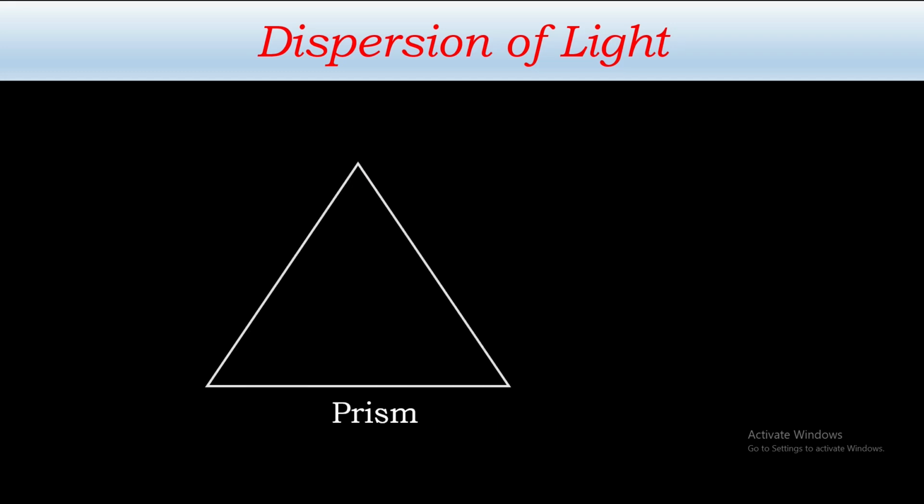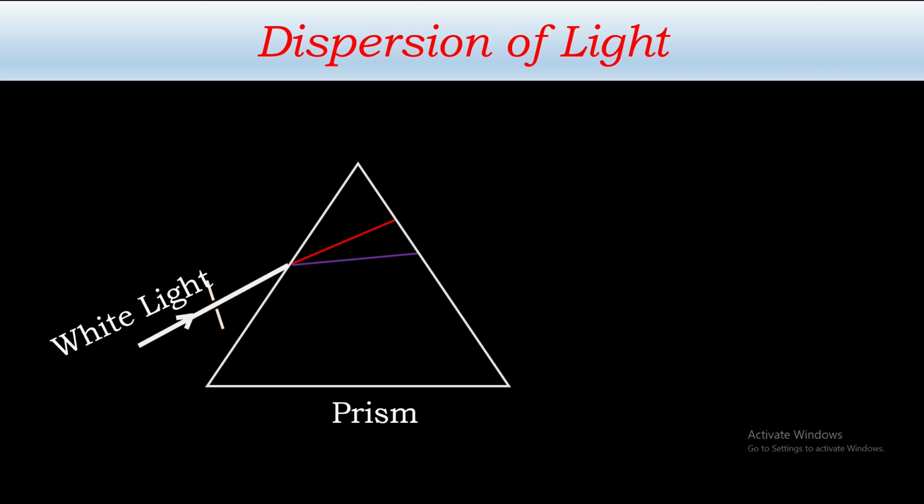Dispersion of light. Exactly what is dispersion of light? Let's talk about this. Dispersion of light can be understood with the help of a prism. Let's say this is a triangular prism and this is a cardboard. In the middle of the cardboard we have made a small hole, and if a narrow beam of white light is made to incident on one of the sides of the prism, then what is seen?